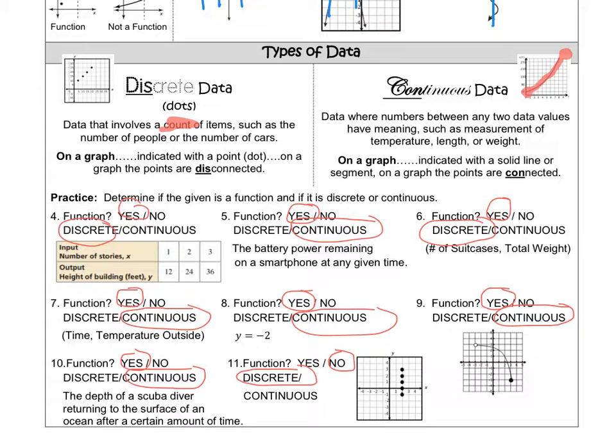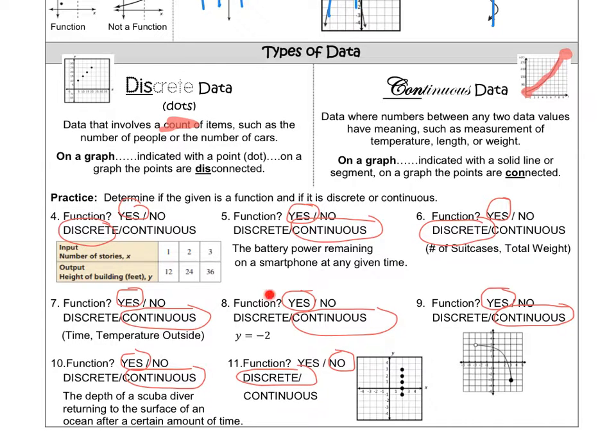Okay, so on number 4, we can count the stories. We're not going to build a building with 4.3825 stories. So this is discrete data. We're dealing with time, continuous. Number of suitcases. You're not going to show up with 5.21 suitcases for the total weight. So each item, we're counting them, makes it discrete. Number 7, time is going to make it continuous.